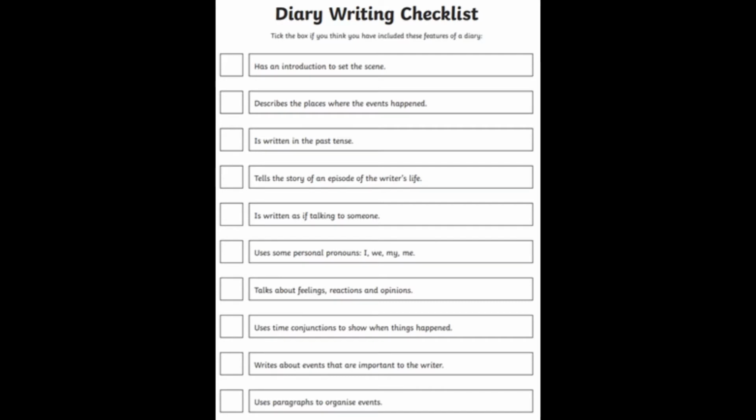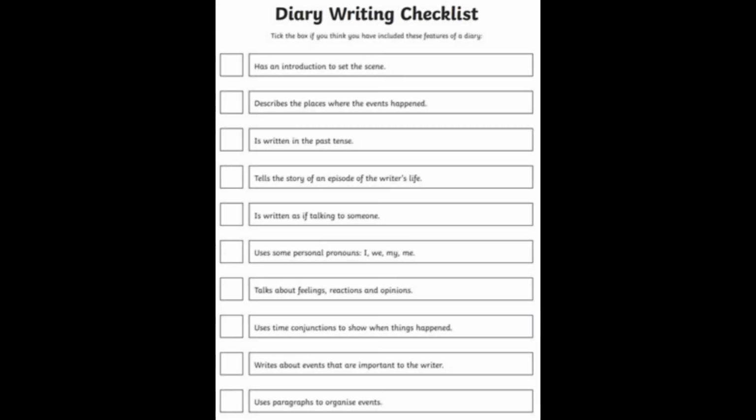Let's read through the checklist so we have a good idea of the things that we need to include. First of all, it has to have an introduction to set the scene. You need to describe the places where the events happened. It needs to be written in the past tense. It should tell the story of an episode of the writer's life. It's written as if talking to someone.